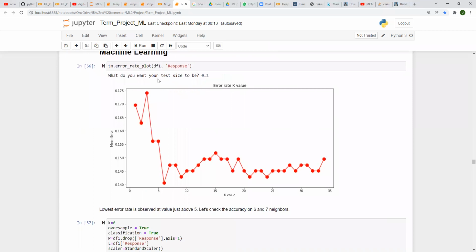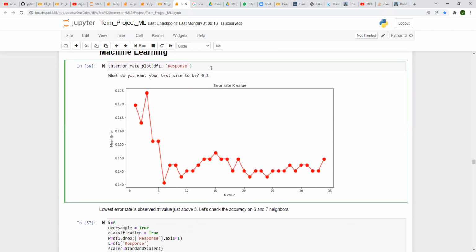The first step is to find the error rate. This is done by using the k-neighbors algorithm. And for several k values, I found the error rate. And I found out that with a k value of just above 5, it could be 6 or 7, the error rate comes out minimum. And this error is, by the way, the mean squared error.